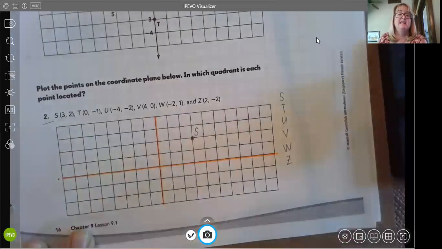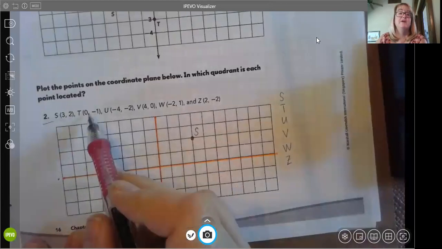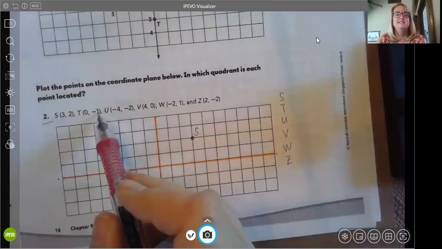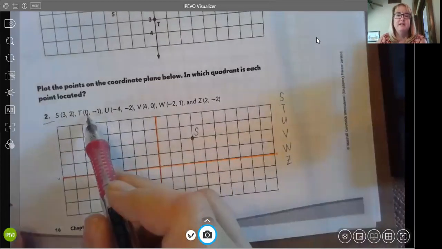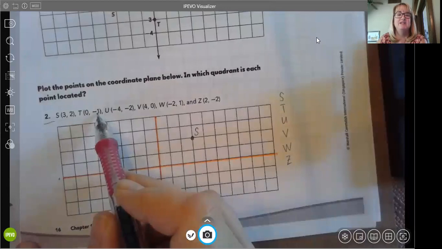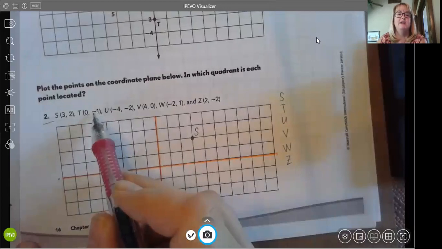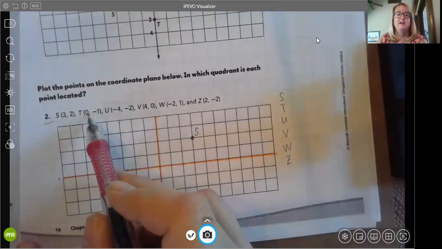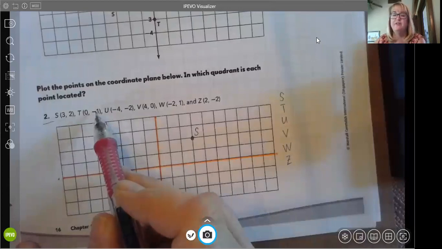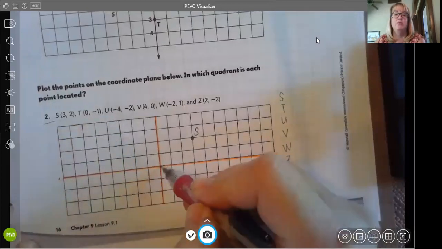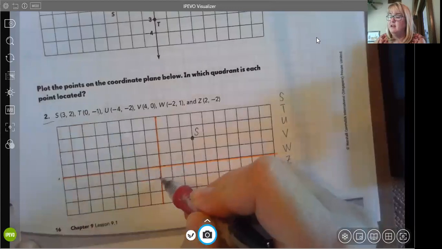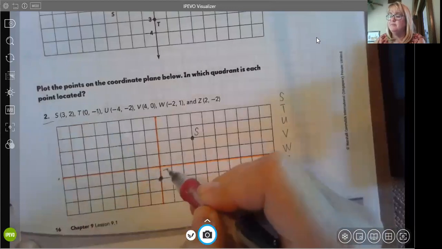Okay, T is at (0, -1). Since the x-coordinate is 0, we're not moving left or right. We just stay where we are, but we go 1 in the negative direction, so I'm going to go down 1. So (0, -1), we don't move left or right, we just go down 1 and put our point there. And that is point T.